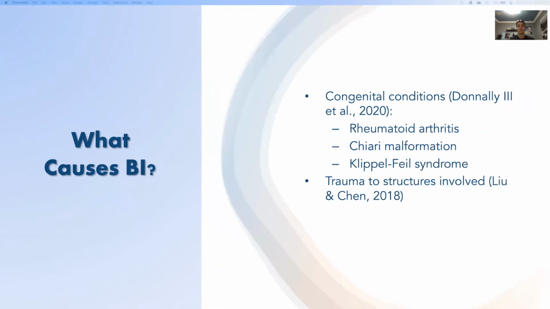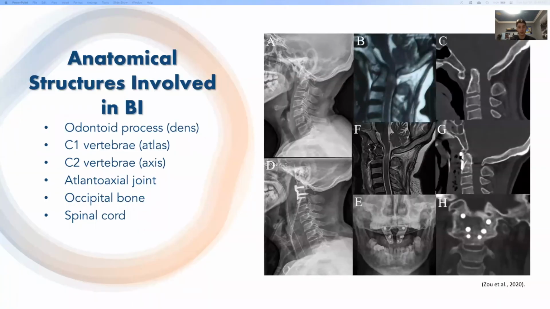Some congenital conditions that predispose patients to BI are rheumatoid arthritis, Chiari malformation, and Klippel-Feil syndrome. Don't have any of these conditions? Well, another cause of BI can be trauma to the anatomical structures involved. You may be wondering what these structures are. And if you were, here they are.